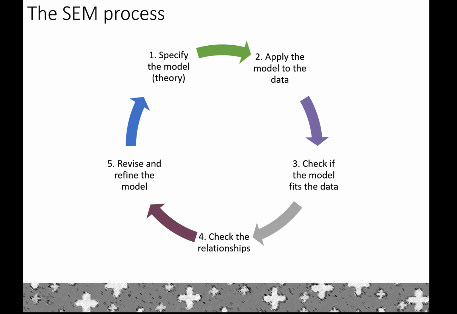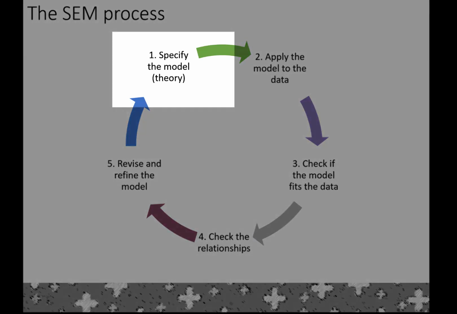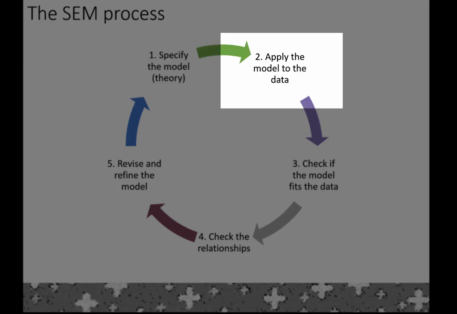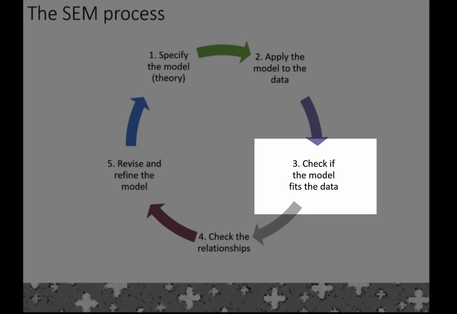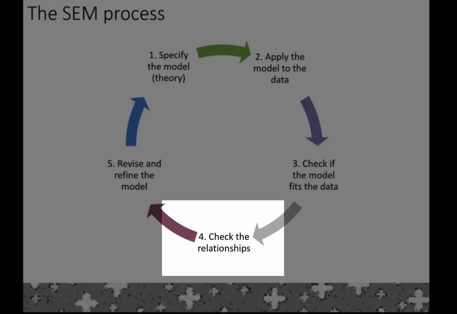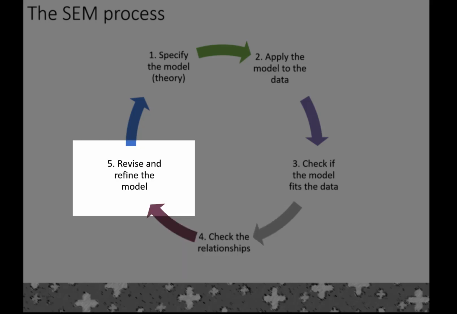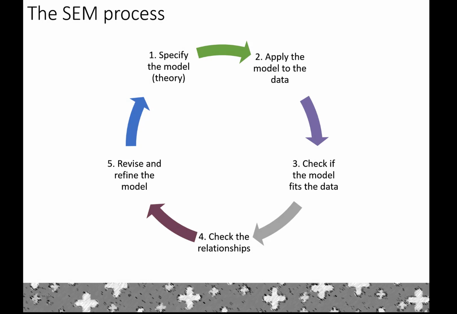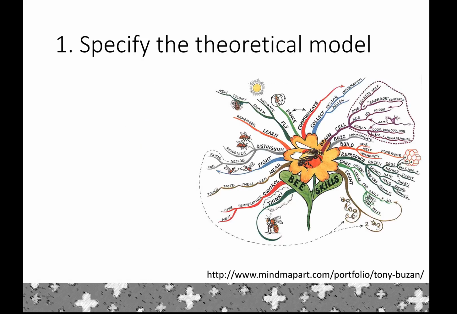The SEM process has multiple steps. First, you have to specify the theoretical model. Then you have to apply the model to the data. Then you have to check if the model fits the data. And then you have to check the strength of relationships. Finally, you will probably want to revise and refine the model until you reach a version of it that you are satisfied with. So let's take each of them in turn.